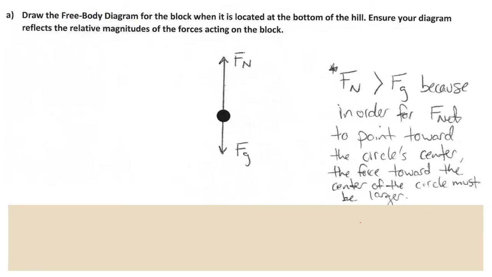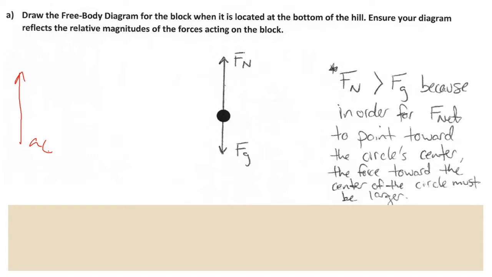And as I wrote here as a side note, which obviously you don't have to do in these problems, Fn is greater than Fg, because in order for F net to point toward the circle's center, the force toward the center of the circle must be larger. And here off to the side, if you want, it is totally cool if you put that AC showing the direction of the acceleration. The basic detail is that because the person is at the valley of a ramp, the center of the circle is actually up. So that means the normal force must be bigger than the weight.